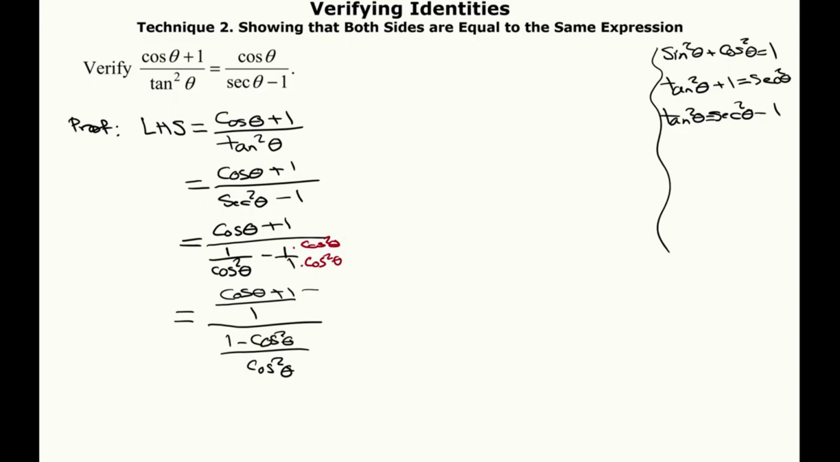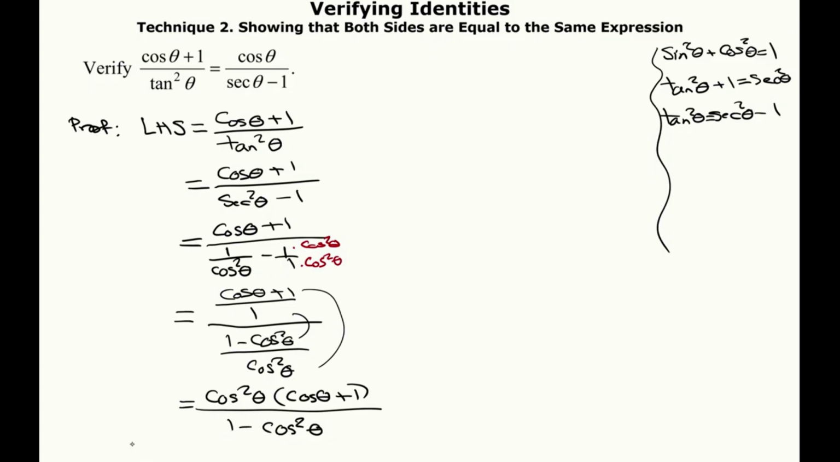So now we can do our outer over inner trick to get cosine squared theta times cosine theta plus 1 over 1 minus cosine squared theta. We pretty much do have an expression in terms of only cosines. However, I notice an expression here that I should recognize. That's a difference of squares.